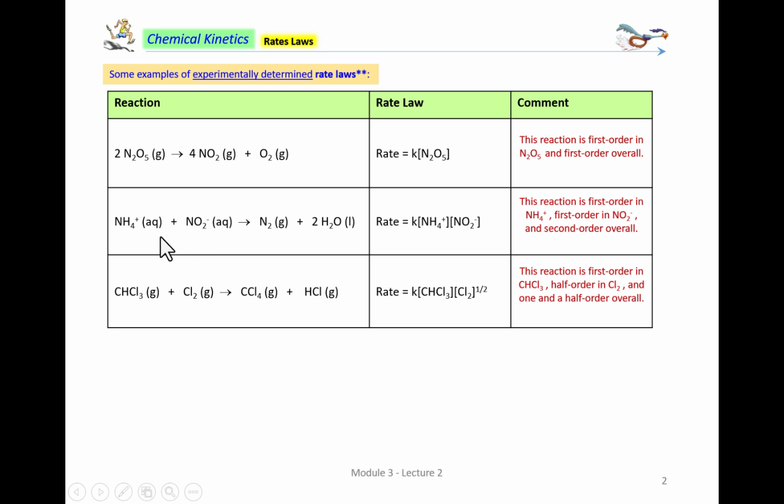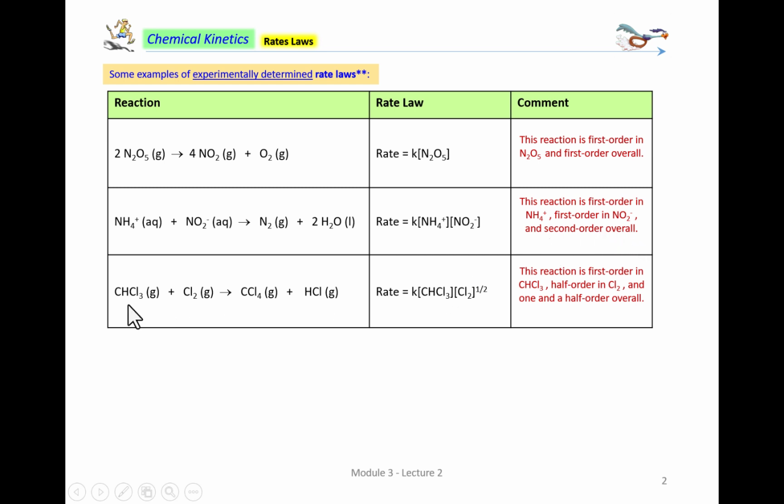Here's another example of a reaction where all the coefficients in the balanced equation are 1. It's a reaction of an ammonium ion with nitrite ion to form nitrogen and water. Excuse me, there is a 2 in front of the water. The rate law here, experimentally determined, is rate equals K times the concentration of ammonium ion to the first power times the concentration of nitrite ion to the first power. So we'd say this reaction is first order in ammonium ion, first order in nitrite ion, and second order overall.